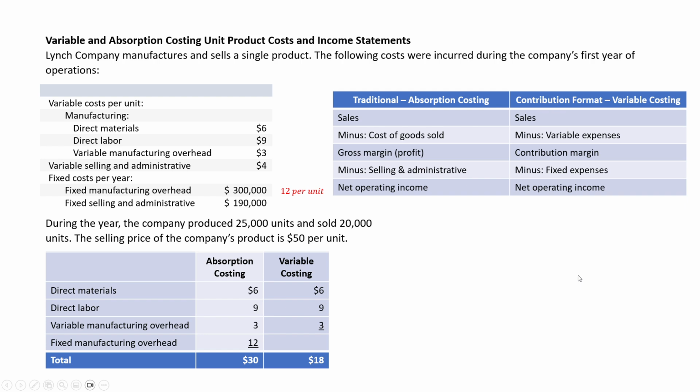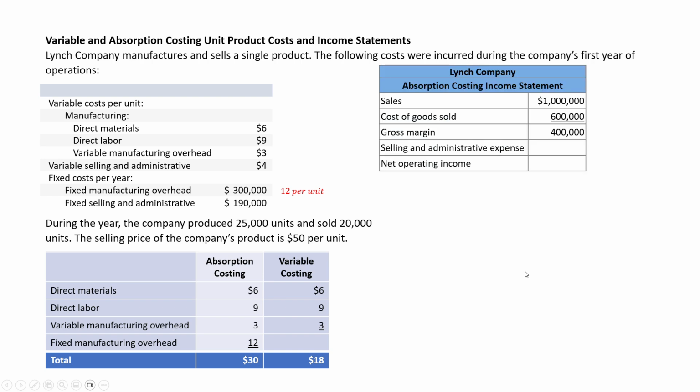So my starting point is going to be the traditional income statement using absorption costing that you're most familiar with. So let me prepare some room here. Where did I get the sales of $1 million? Well, if I read through the scenario, they tell us that we sold 20,000. Sales is going to be based upon the number of units sold, not the number of units produced. Sold 20,000 at $50 per unit, so that would be $1 million total.